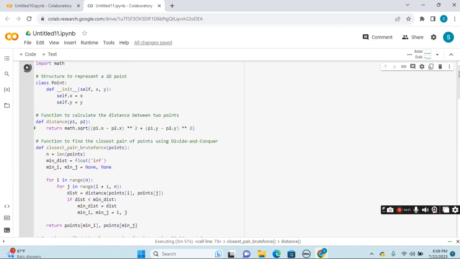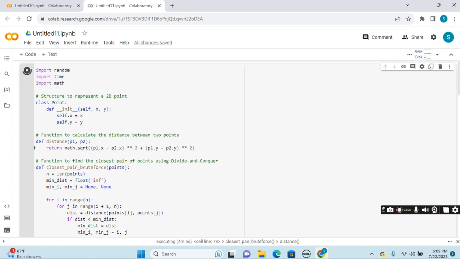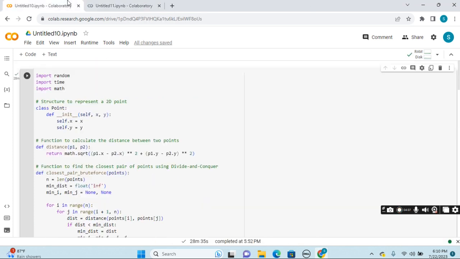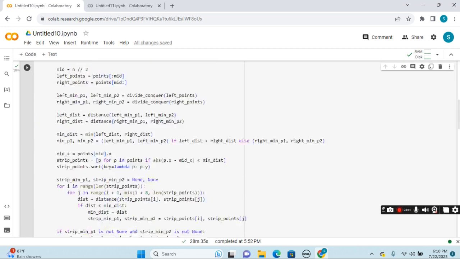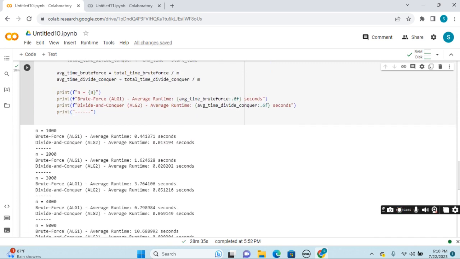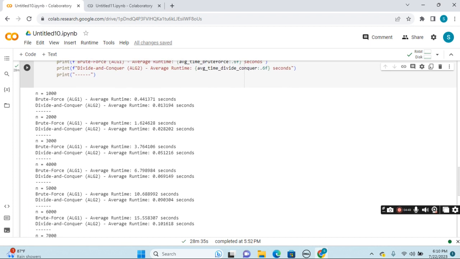This is the code that I have written to find the closest pair of points. And the execution time for this code is 28 minutes and 35 seconds. This is the same code that I have written, and these are the run times that were executed for each cell.